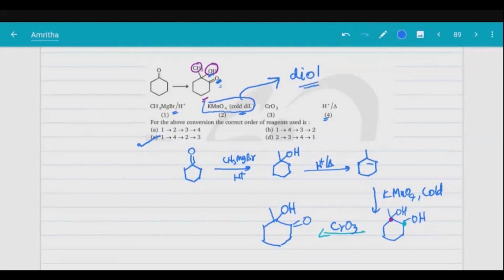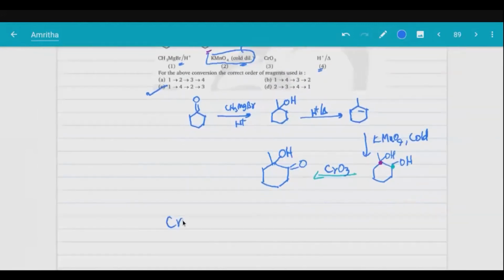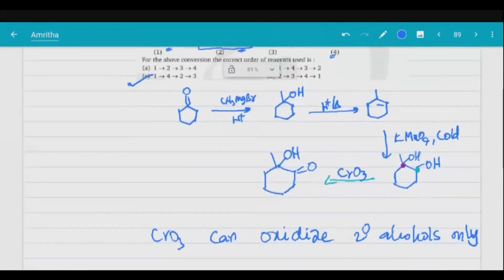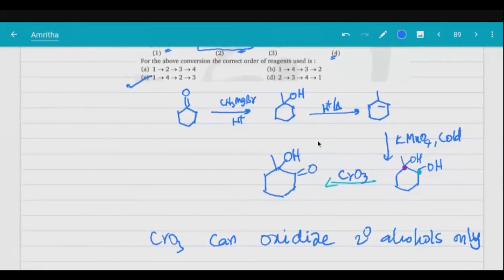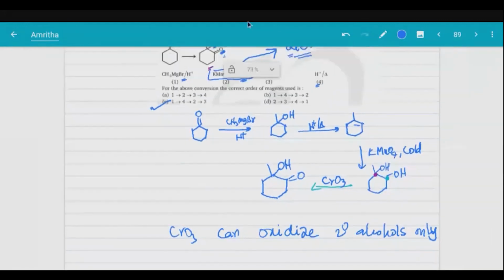So that diol gives one secondary and one tertiary alcohol, because only secondary alcohols get oxidized with CrO3. CrO3 can oxidize secondary alcohols only, not tertiary alcohols. So the blue one is oxidized, and for the tertiary one there is no change. Okay, is it clear now?